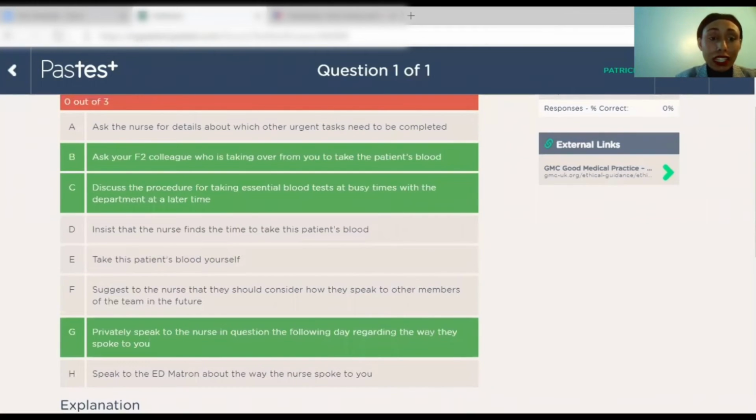So B, ask your F2 colleague who's taken over from you to take the patient's blood. Now, of course, you finish your shift, you're probably going to be tired. Someone's coming on. There's a whole point of having a handover with the doctor so that they're fresh, they can come on, they can take the blood for the patient. Again, C would be discuss the procedure for taking a central blood test at busy times with the department, but at a later time. Keyword being at a later time. This is not appropriate to do now. And privately speak to the nurse in question. Maybe just approach her and say you weren't comfortable or weren't happy about the way that she spoke to you.